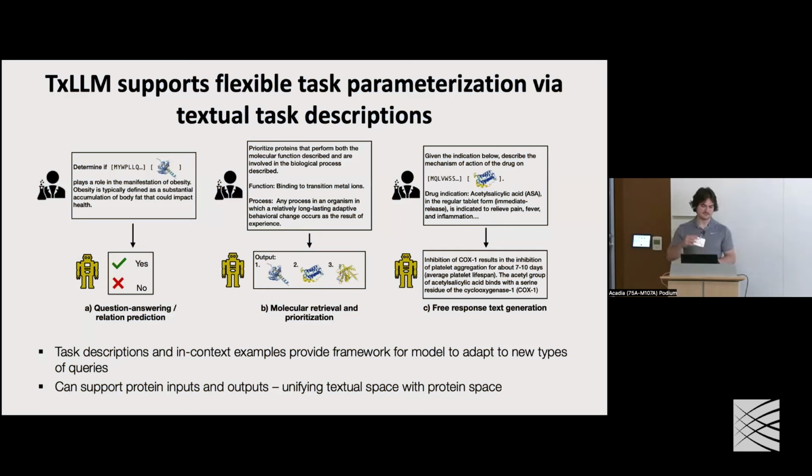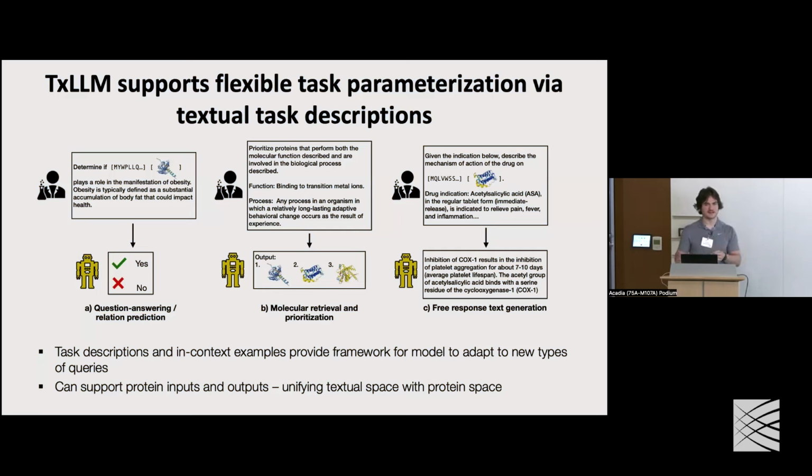The second is molecular retrieval and prioritization. This is the retrieval capability we talked about. You can give your model some arbitrary textual input, and we can query proteins that are related to that. For example, you can give it a composite query. You can say, here's a molecular function, here's a biological process, find me proteins that are related to both of these.